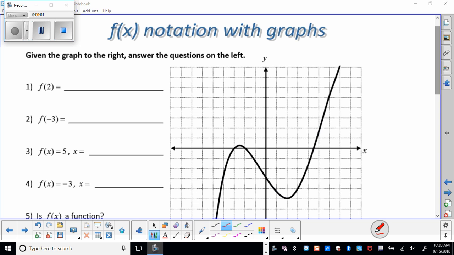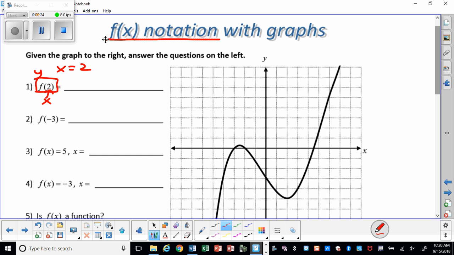So now we'll continue on working with the function notation. All right, it's a new language. Math is a language, and we're learning what all these symbols mean. So we have f of 2, so that means x equals 2, right? X equals 2. All right, and the question is, what is y going to be? All right, the whole thing is y.